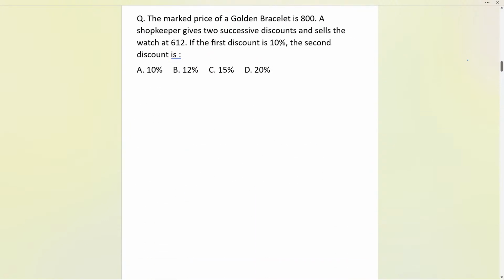The marked price of the golden bracelet is 800. Try this question again. 1 minute to go. Your time starts now.